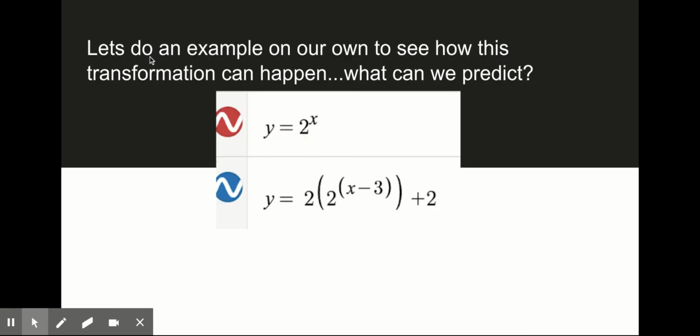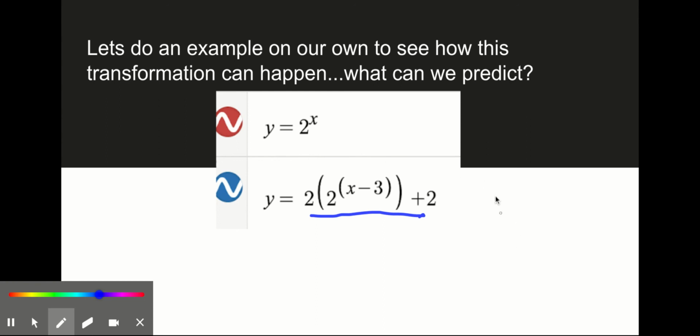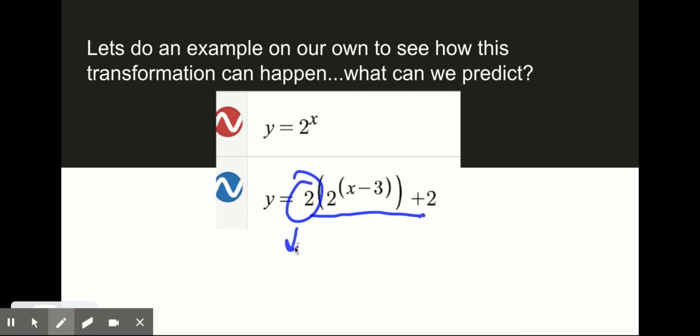The best thing for us to do is do an example on our own and try and make some predictions. So guys, can you pause and think about what would you predict this graph to be like? What are some things you might be able to predict? So pause here, think about that. And I'll say now, hopefully you hit play again. You should predict things like this graph will compress because we're doubling the values.